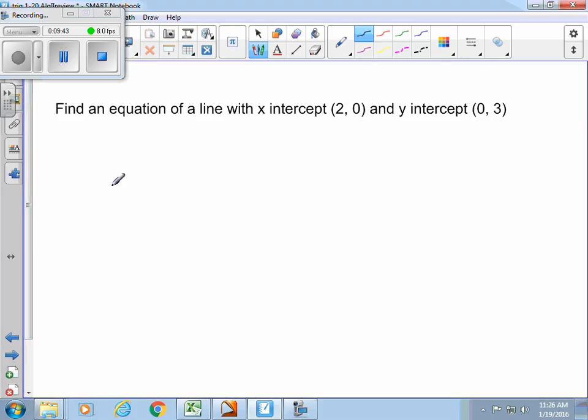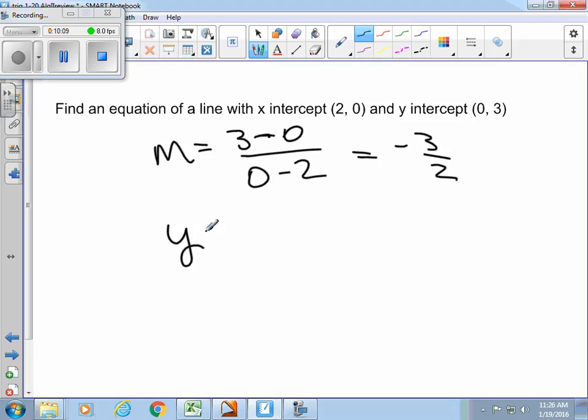Okay. I don't know why people have a hard time with this, but this is messed up a lot. How do you find an equation with an x-intercept of (2, 0) and a y-intercept of (0, 3)? There's just 2 points. Find the slope, right? 3 minus 0 over 0 minus 2. And then I do have the y-intercept. Any questions about that one?